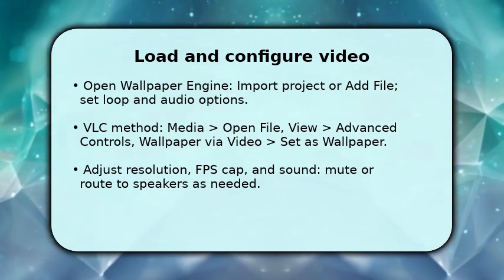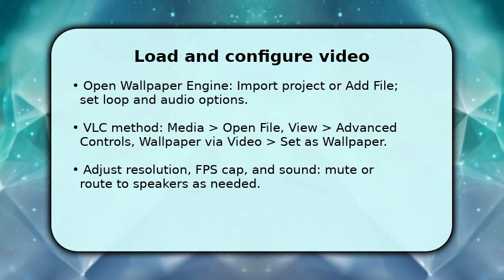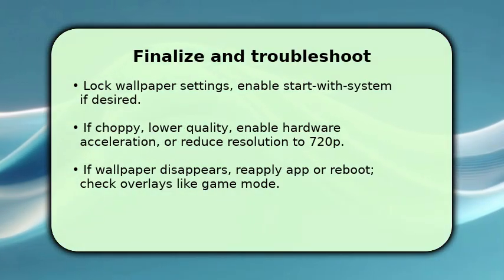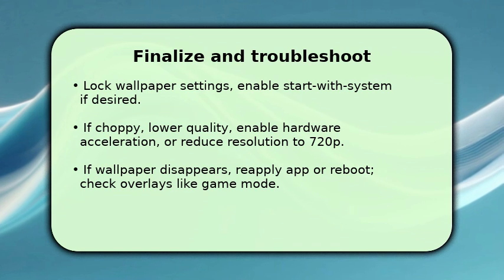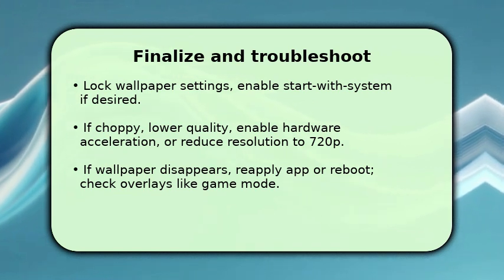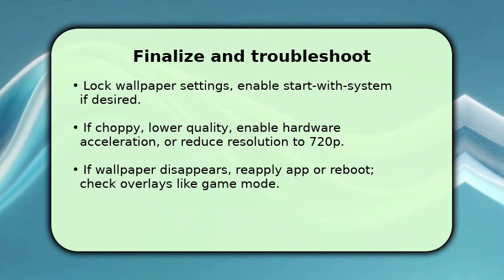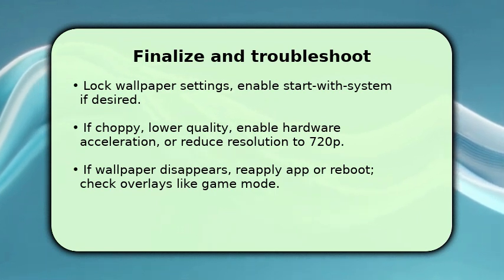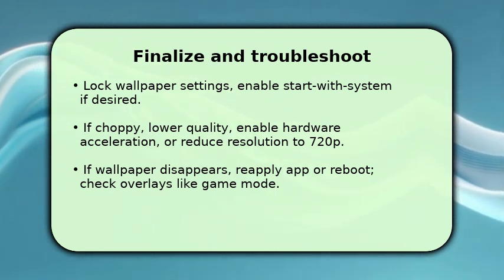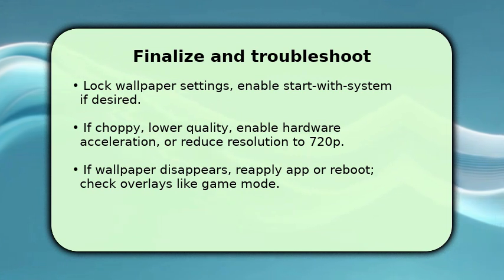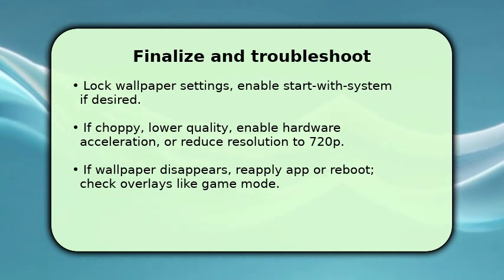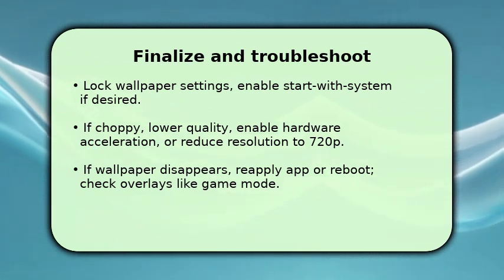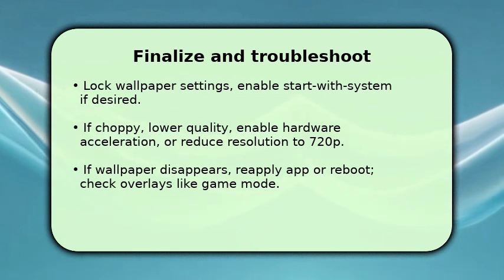Finish by locking settings and enabling Start with System so your video returns after reboot. Once done, verify that performance is acceptable during typical tasks. If you notice stutter, lower the quality preset or enable hardware acceleration in the app to offload work to the GPU. If the wallpaper vanishes after full-screen apps or sleep, reapply from the app or reboot. Check for overlays like game mode or conflicting software. One key troubleshooting tip: update or reinstall.